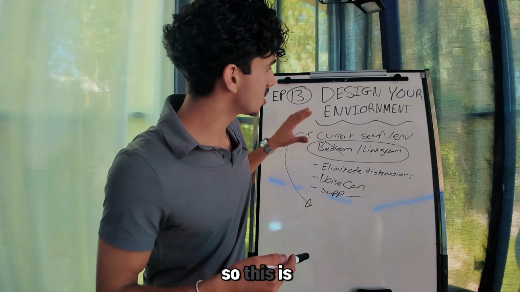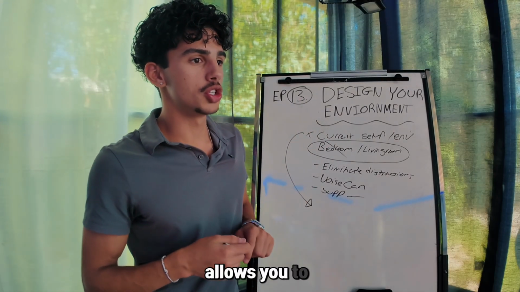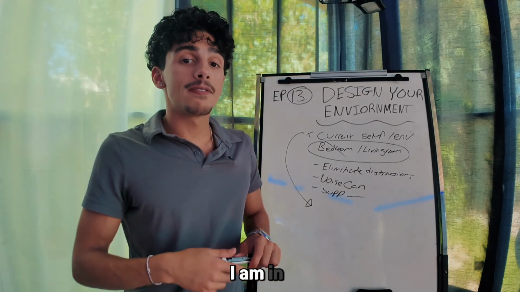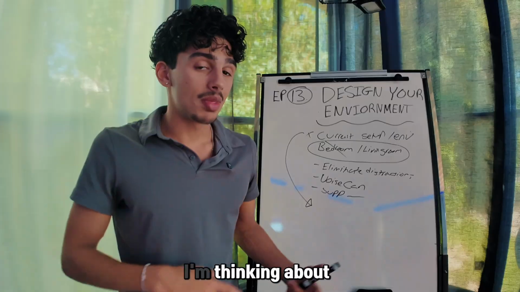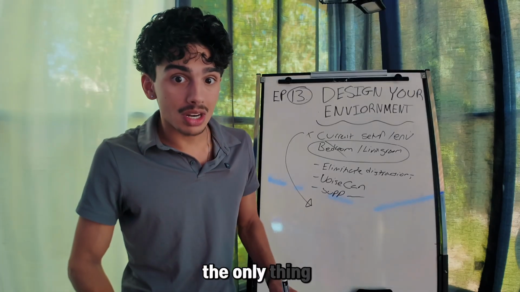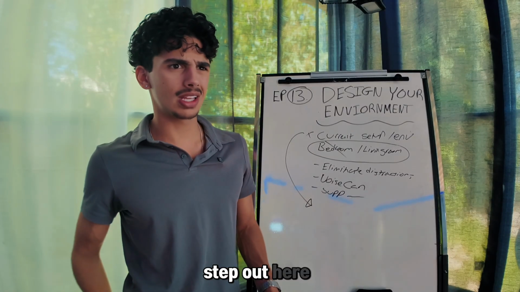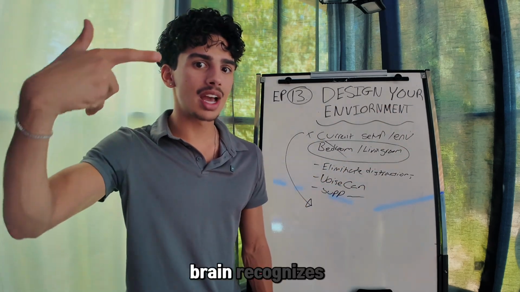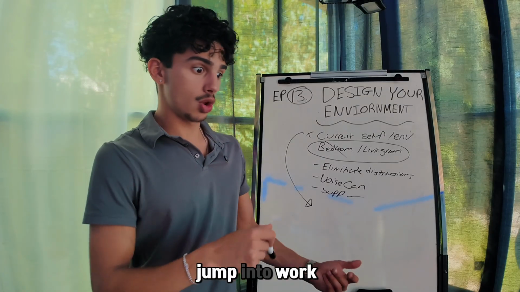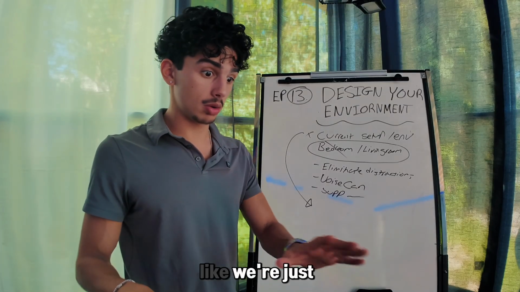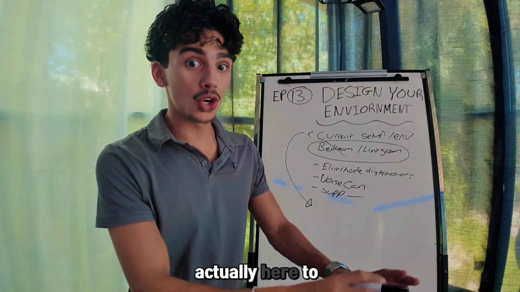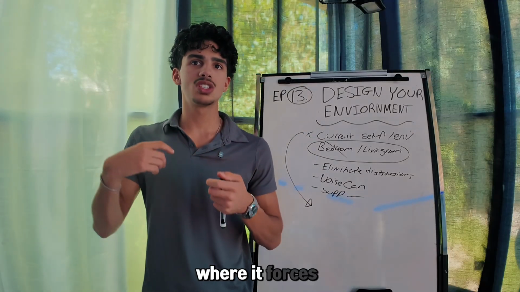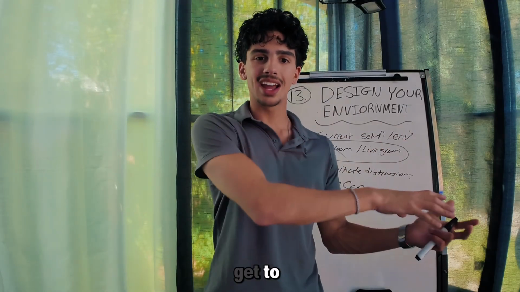So this is the next big step. This is what allows you to enter what's called flow state. When I am out here, I am in flow state. I am thinking about work, like it is the only thing that I'm thinking about while I'm in here. Even if I'm walking through here to walk outside, it's almost crazy how your brain recognizes the environment and will jump into work mode before you can even realize and be like, whoa, we're just walking through here, we're not actually here to do work right now. But it'll put your brain into almost a state where it forces you to work. And that's what you're trying to get to.